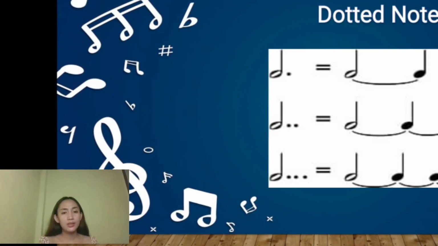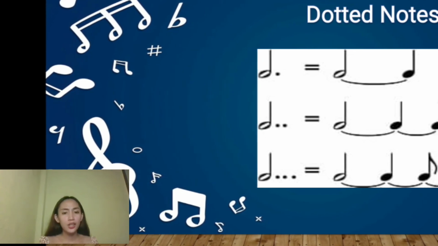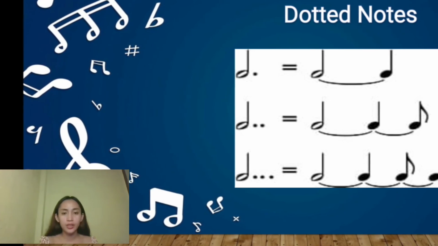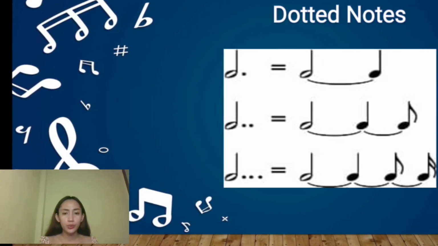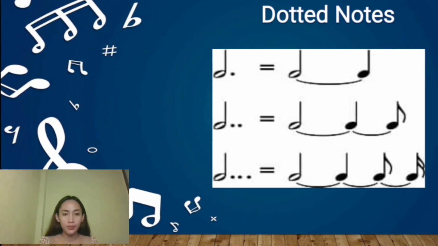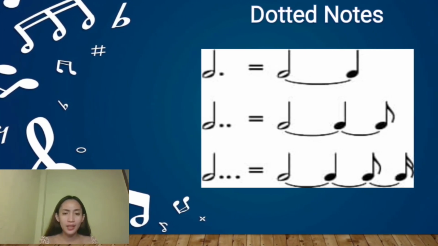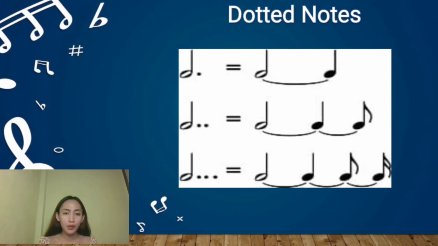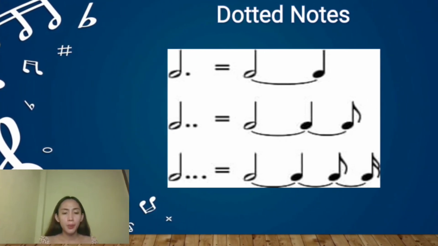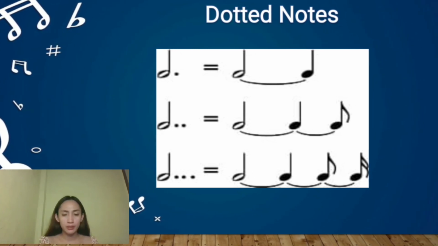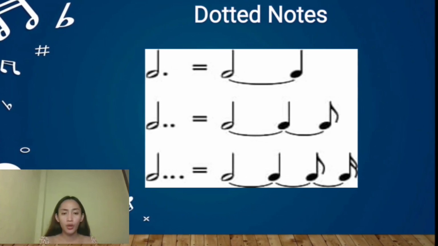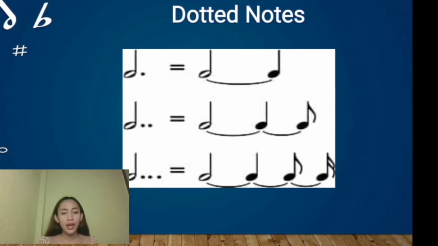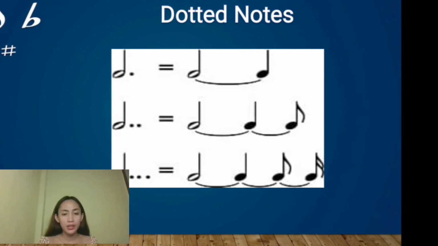The last one is dotted notes. Another way to make a note value longer is to use a dot after the note. The dot prolongs the note by half of its value. So for example, a dotted half note is worth a half note plus half its value, a quarter note. Both notes and rests can be dotted, and you can have double and triple dots as well. Every dot adds half the value of the last note added.